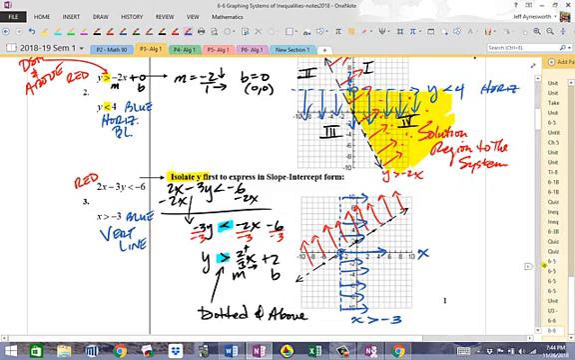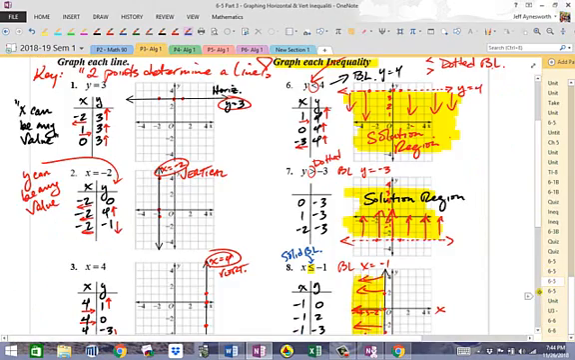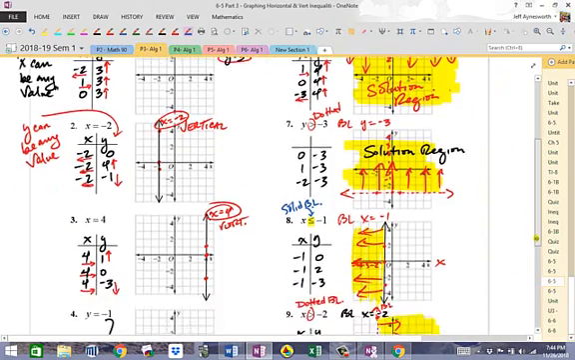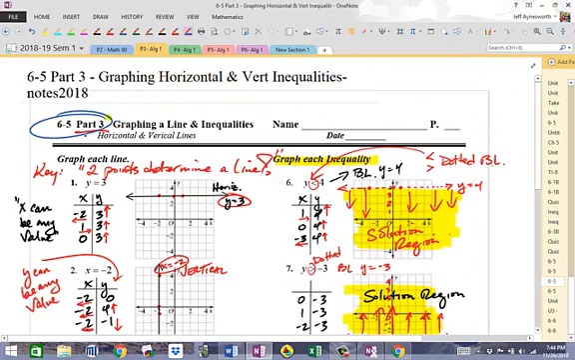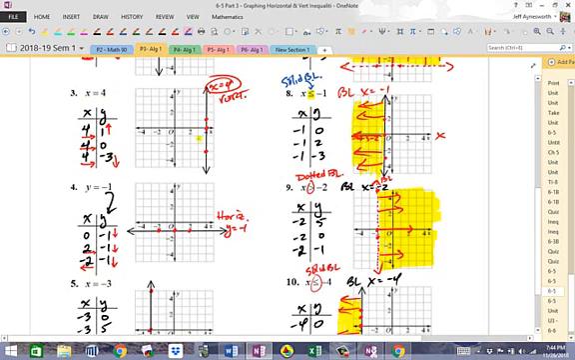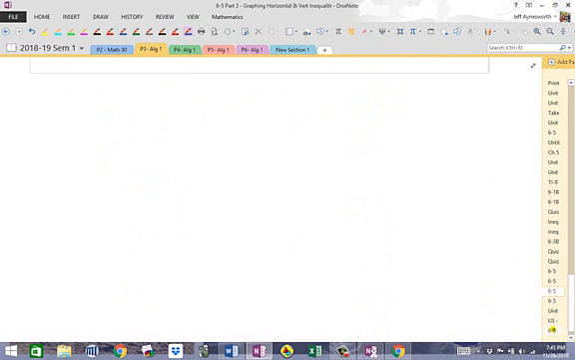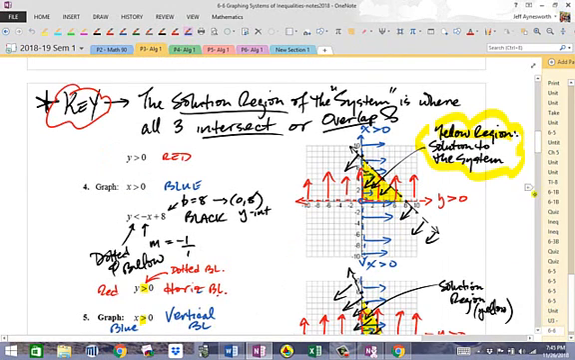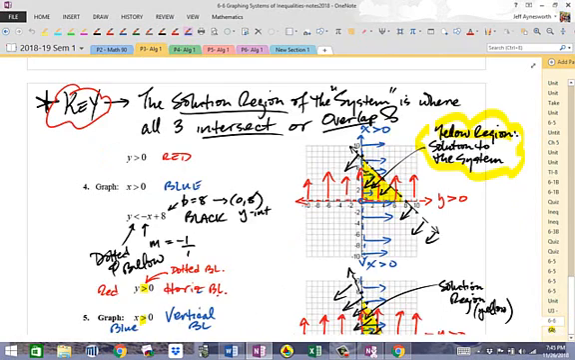You know that because we've done it before. Take a look at this here. In our 6.5 part 3, we did plenty. Look at these. x equals 4 was a vertical boundary line through 4. x greater than negative 2 was a vertical boundary line through negative 2 and to the right. x less than or equal to negative 1 was a vertical boundary line and to the left. We did plenty of these. What you need to do is review and get good.